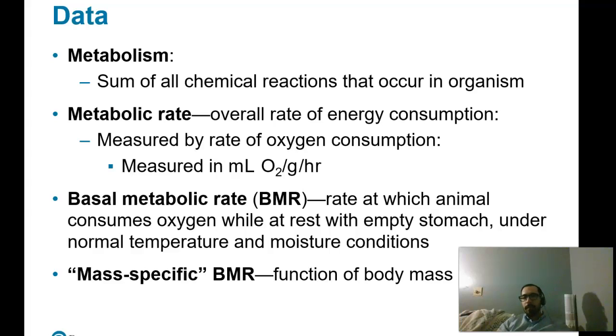That's just the way that they measure it, because depending on the level of activity an animal has, it would have a different metabolic rate. So they measure it at rest on an empty stomach. Then we have mass specific basal metabolic rate, which is just a function of body mass.